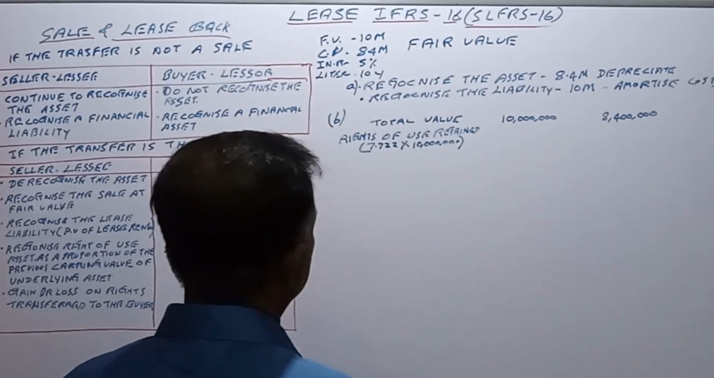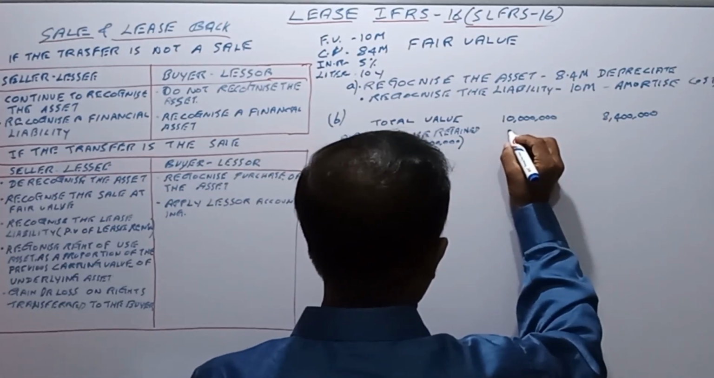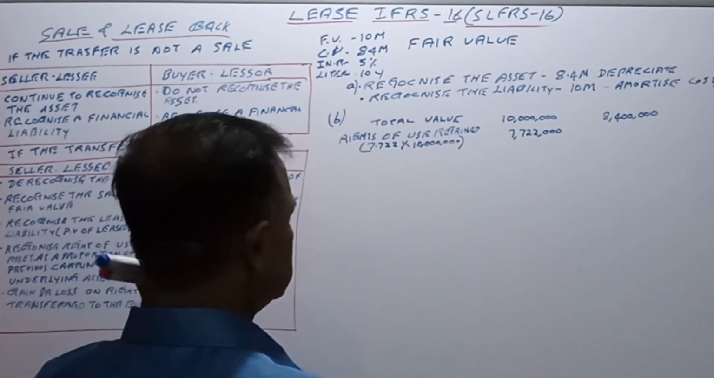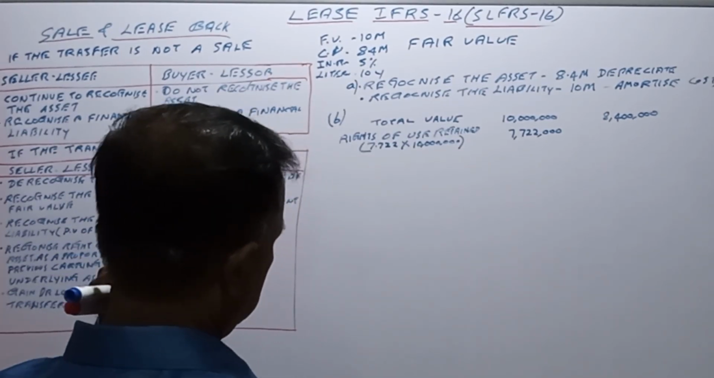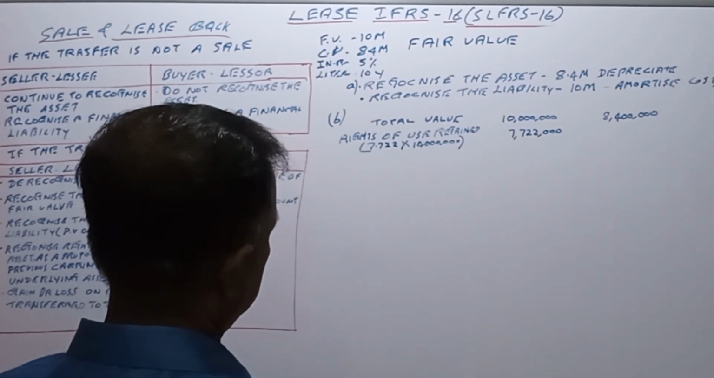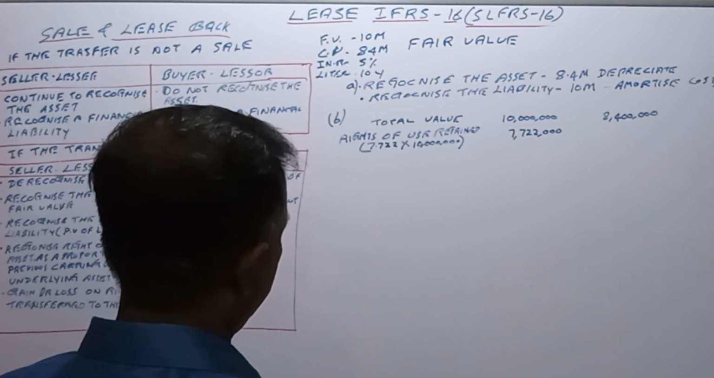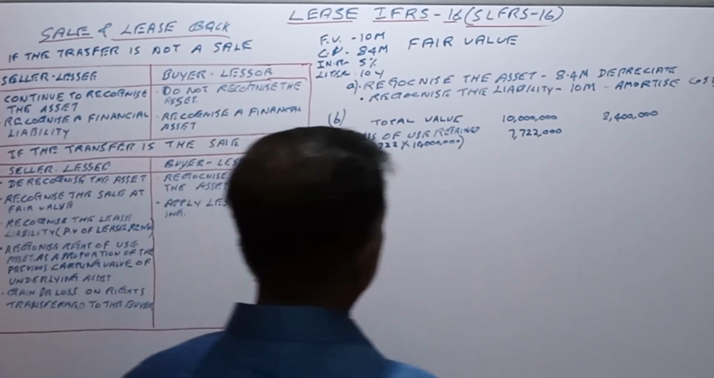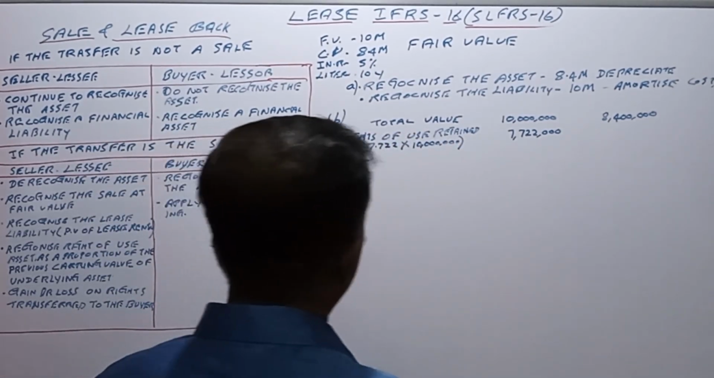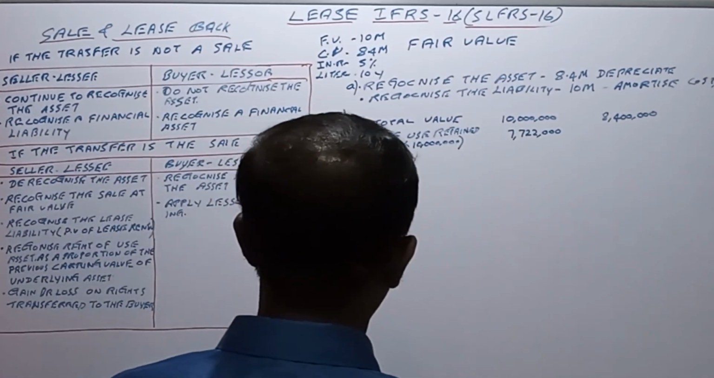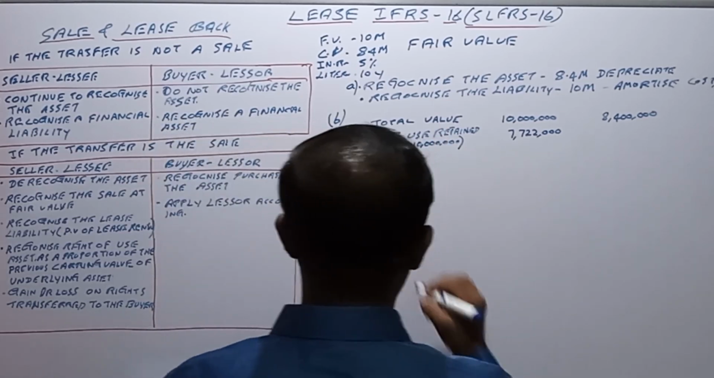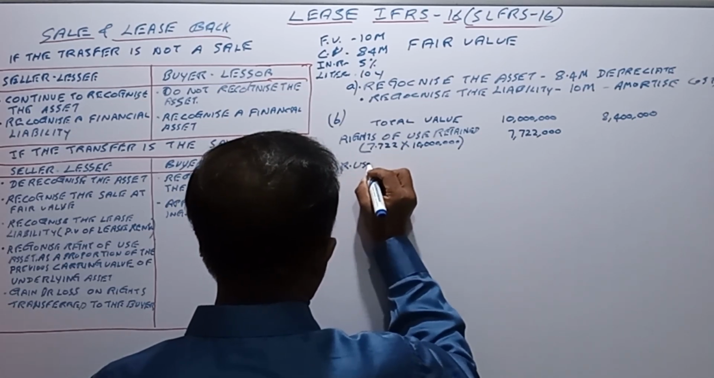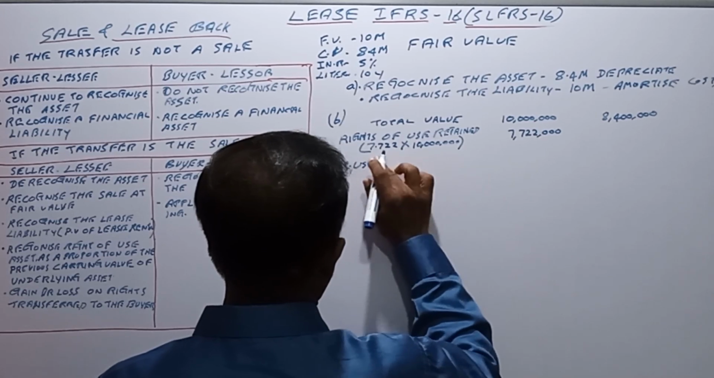That means 7,722,000. So this is that, and next one is rights of use retained, and rights of use transferred.